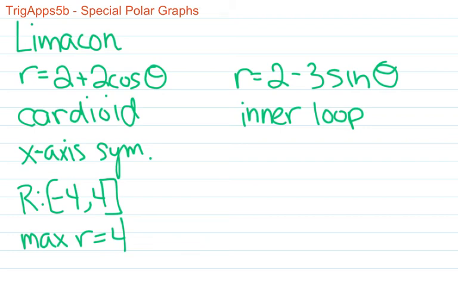There's no outer loop cardioid or limacon, by the way. It's cardioid, inner loop, there's a dimpled limacon, and then a convex limacon. A convex limacon is basically a circle with like a flat side. Okay, so it's not super interesting, but kind of weird looking.